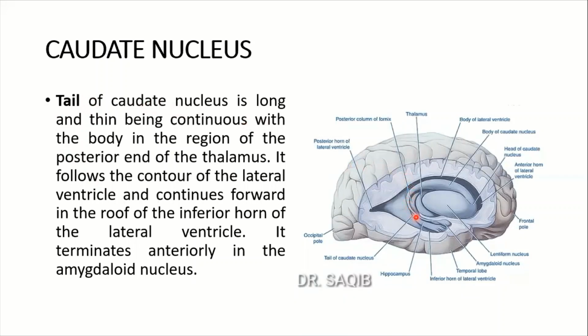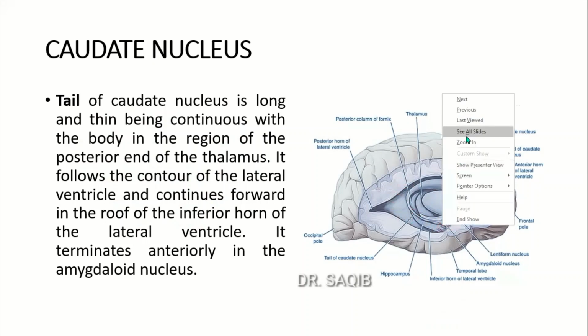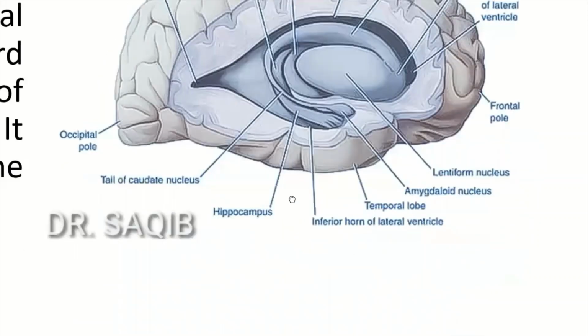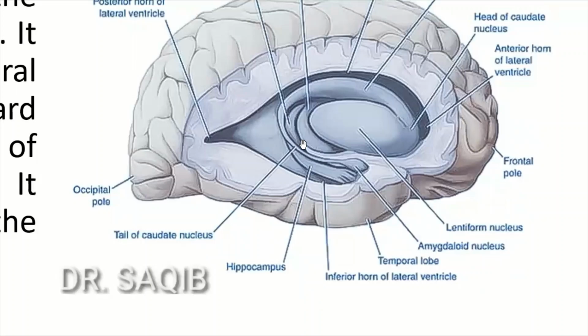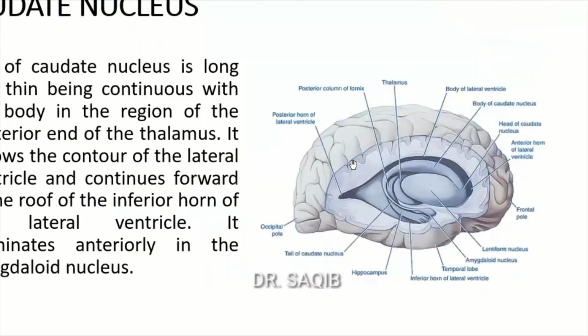Now, a few words about the tail of the caudate nucleus. Here you see this is the laser, and moving on, the tail of the caudate nucleus is long and thin, being continuous with the body in the region of the posterior end of the thalamus. It follows the contour of the lateral ventricle and continues forward in the roof of the inferior horn of the lateral ventricle. You see, this is the lateral ventricle here, and it follows its course. It terminates anteriorly in the amygdaloid nucleus. Let me zoom in again. Here you see. Yes. This is the tail of the caudate nucleus. This is continuous with the amygdaloid nucleus.